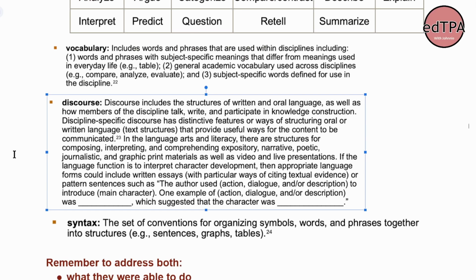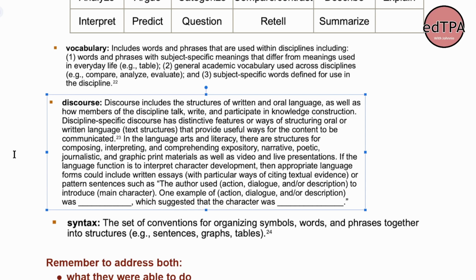Next is discourse. Discourse includes the structures of written and oral language, as well as how members of the discipline talk, write, and participate in knowledge construction. Discipline-specific discourse has distinctive features or ways of structuring oral or written language, text structures, that provide useful ways for the content to be communicated. In the language arts and literacy, there are structures for composing, interpreting, and comprehending expository, narrative, poetic, journalistic, and graphic print materials, as well as video and live presentations.